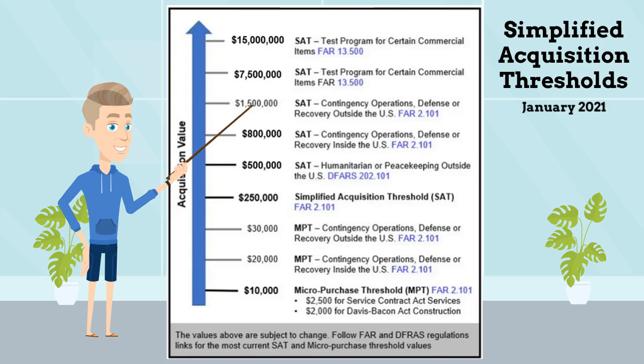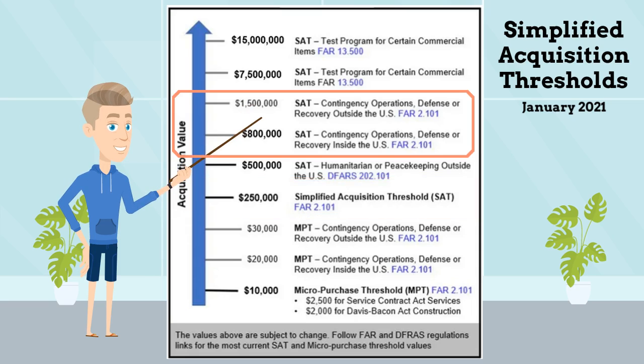The simplified acquisition threshold is $250,000. The simplified acquisition threshold can vary depending on the particular acquisition situation. The table shown details each of these dollar thresholds. An example threshold is the acquisition of supplies or services for supporting a contingency operation or facilitating defense against or recovery from nuclear, biological, chemical, or radiological attack.